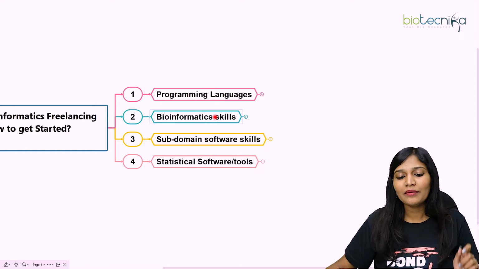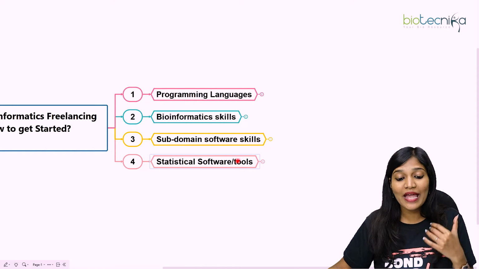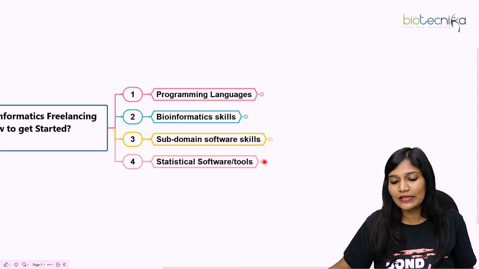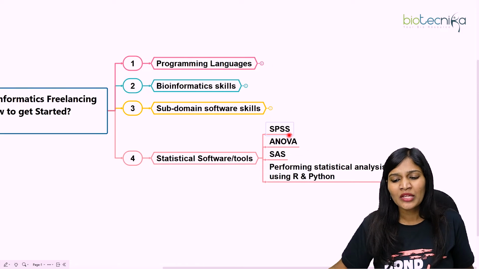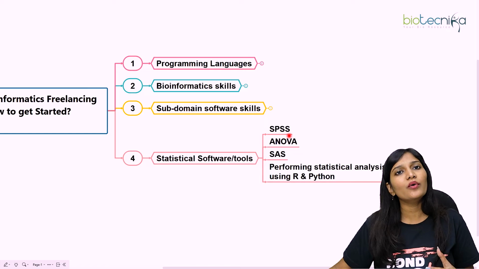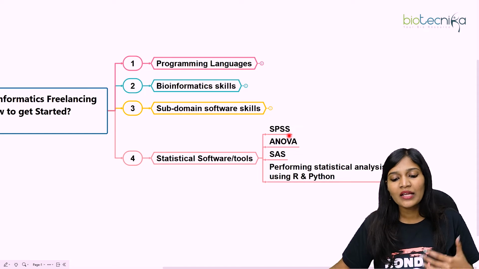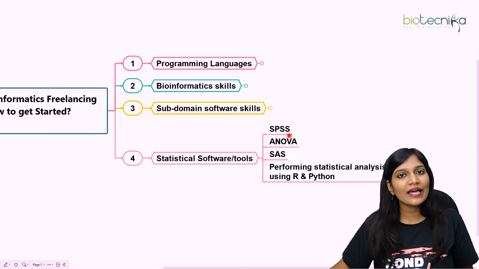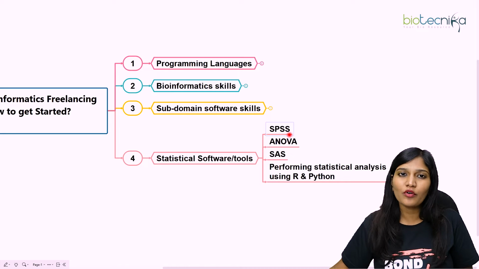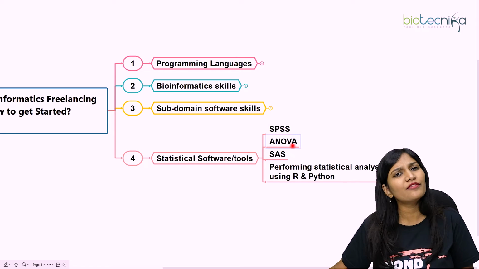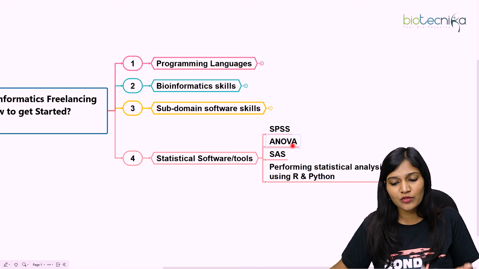Programming, bioinformatics, some software domain, and as I already mentioned, some statistical software or tools are also important. You can go in for SPSS. It's not necessary if you're not going for some data analysis work. Suppose you are going in for data analysis projects, then you need to know SPSS. If you're not well aware of SPSS, you can definitely go for ANOVA, which is a well-versed version.